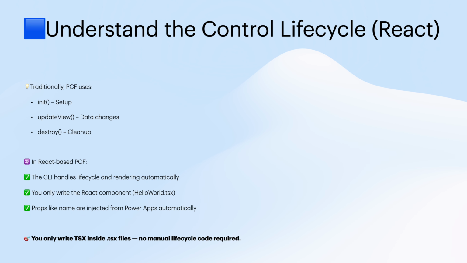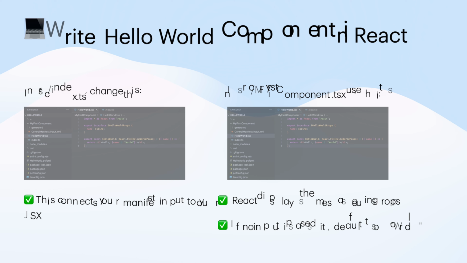Now, if you have seen traditional PCF development, you will know about init, updateView, and destroy functions. But here's the magic of using React. The CLI manages the lifecycle behind the scenes. You only need to focus on writing your JSX component, and props like input names are automatically passed from Power Apps. In short, just write React and the framework takes care of the boilerplate. Amazing, right?